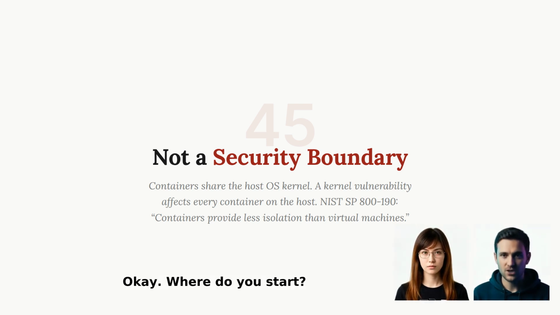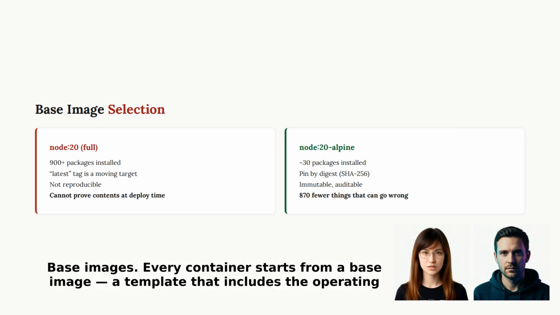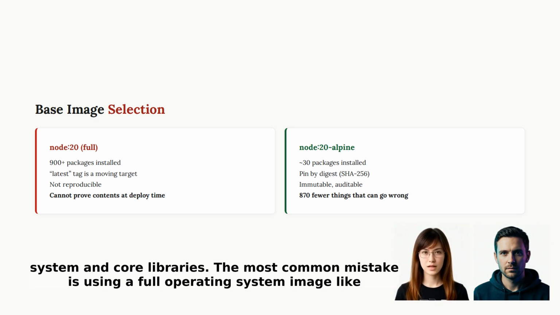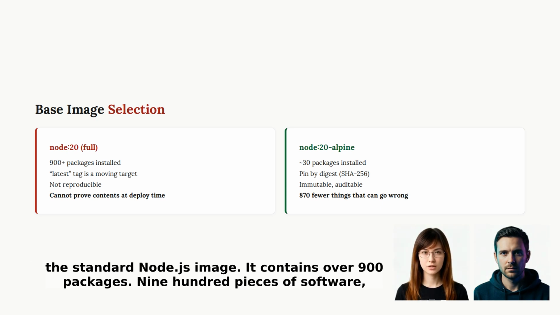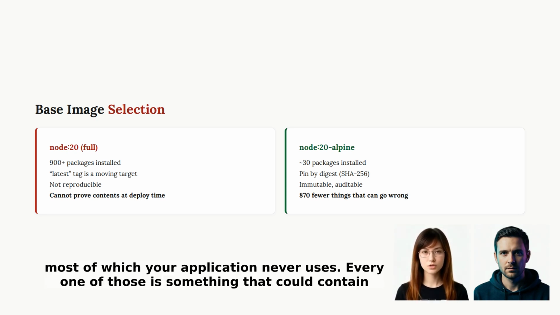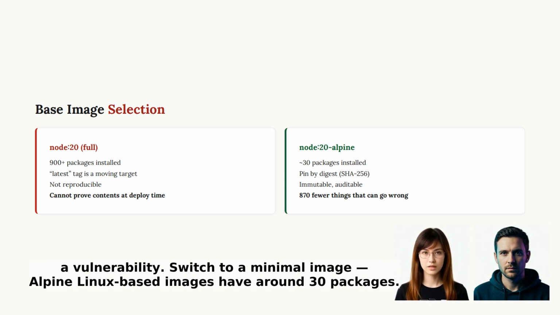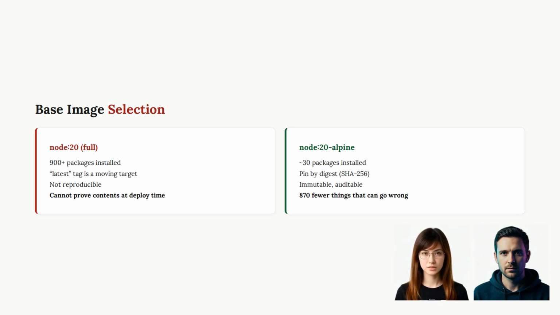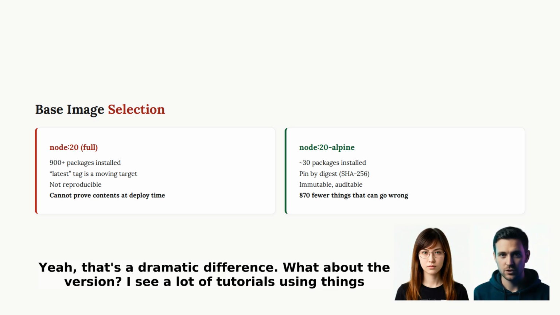Okay, where do you start? Base images. Every container starts from a base image, a template that includes the operating system and core libraries. The most common mistake is using a full operating system image like the standard Node.js image. It contains over 900 packages. 900 pieces of software, most of which your application never uses. Every one of those is something that could contain a vulnerability. Switch to a minimal image. Alpine Linux-based images have around 30 packages. That's 870 fewer things that can go wrong. Yeah, that's a dramatic difference.